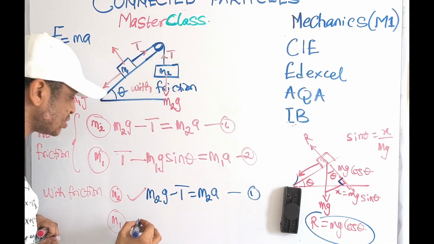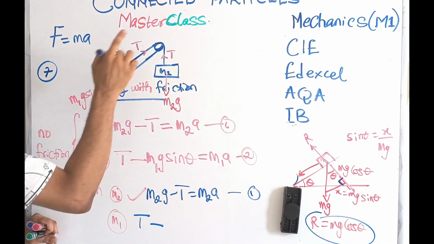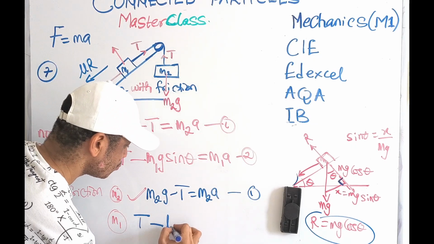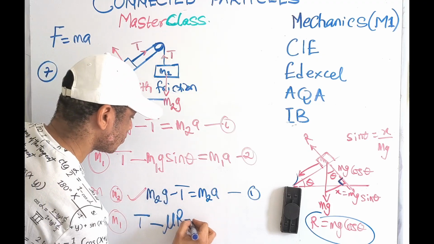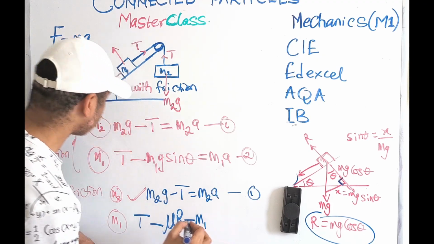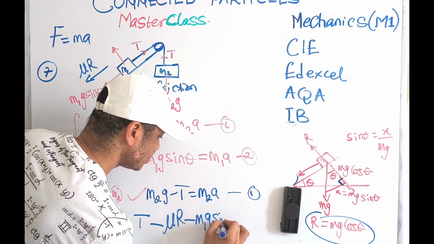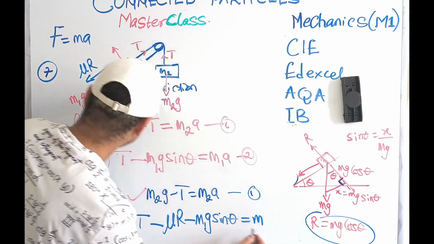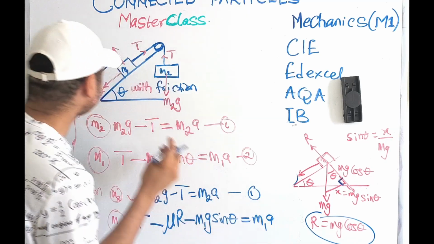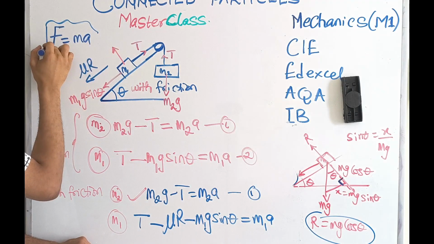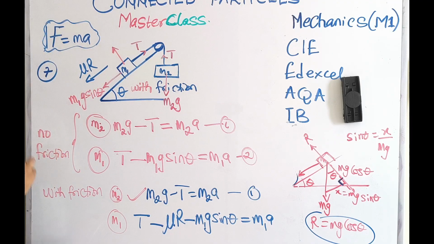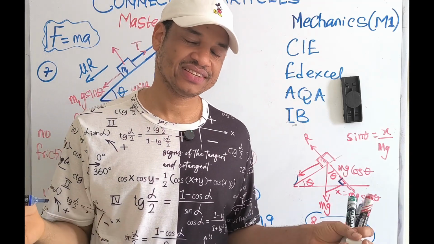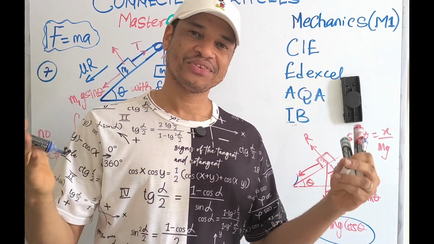For M1, this becomes T minus the friction, which is mu R, minus M1g sine theta is equal to M1a. Again, we're just using F equals ma. You know what R is? R is mg cos theta. Just substitute there, you get your answer.